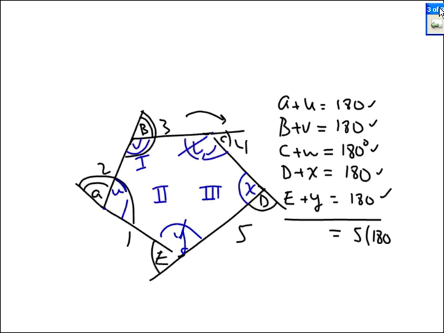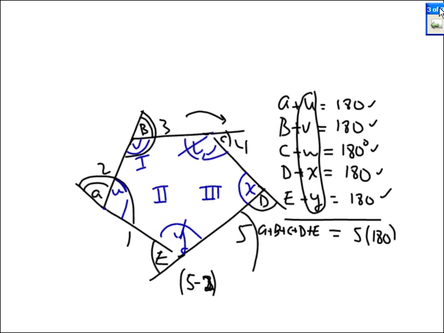Well, when I add up the left sides, I get A plus B plus C plus D plus E. But then I get to add up those angles, the angles inside. Since it is a 5-sided figure, the angles inside will be 5 minus 2 times 180. It will be 3 times 180. So plus 3 times 180.